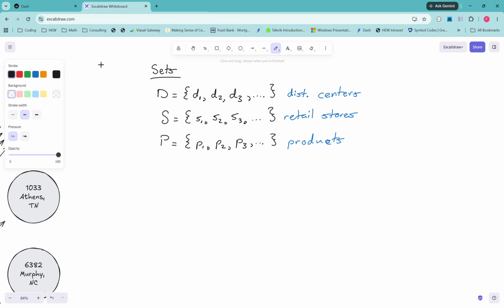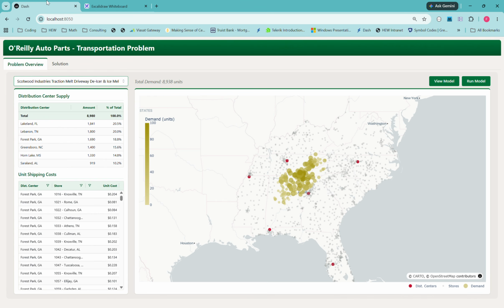Now, the parameters are the input pieces of data that we would have to worry about when constructing the model. So if I look over here, a lot of this input data is right here on the far left side of the problem overview tab. And so the first thing that I'm seeing here is I have a certain amount of inventory of a given product at a given distribution center. So for instance here, if I hover right here, that row represents the amount of this de-icer and ice melt stored at Lebanon, Tennessee, and the value would be 1800. So we need a way to include that in our model.